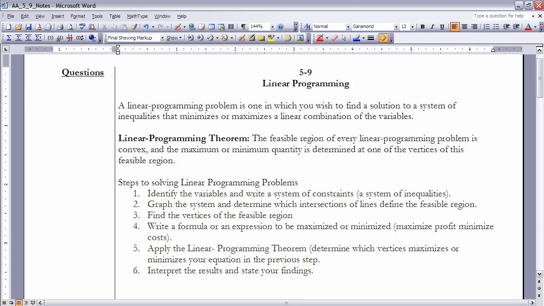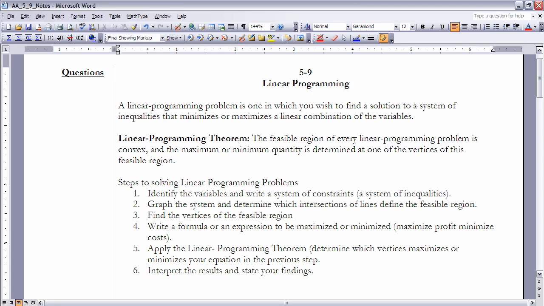Okay, these are the notes for section 5.9, linear programming. If you haven't done so already, please make sure that you read this section. It's really important reading before going on. Once you've done that, go ahead and start the notes again, and let's go through these examples.